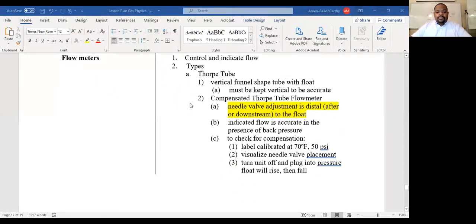All right. Now, being that it is a compensated Thorpe tube, the needle valve adjustment is distal, which means after or downstream, to the float. That means the indicated flow is accurate in the presence of back pressure. So what that means is, say I have this flow meter here, right? And I have my nasal cannula hooked to here to my nose.